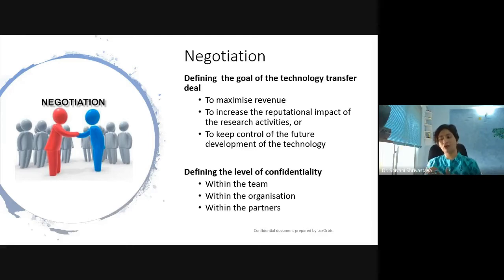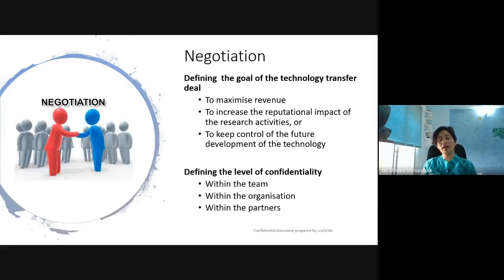Because if I have a technology and I want to license my technology to another person, then there would be some consideration, and if the company or industry is able to manufacture and commercialize it, it will help to maximize the revenue. The other point is when the products are being commercialized, it will help to increase the reputational impact of the research activities. People will get to know about the institute or about the research group who worked on that particular technology.